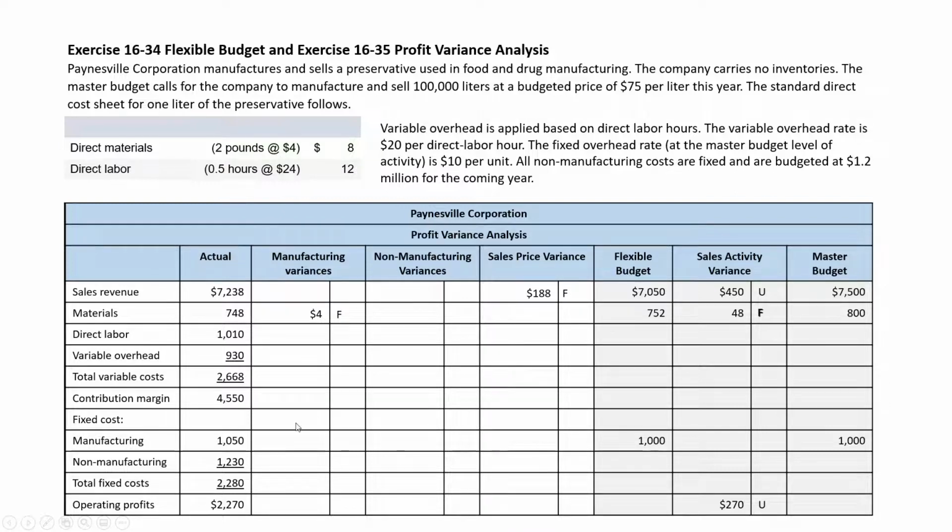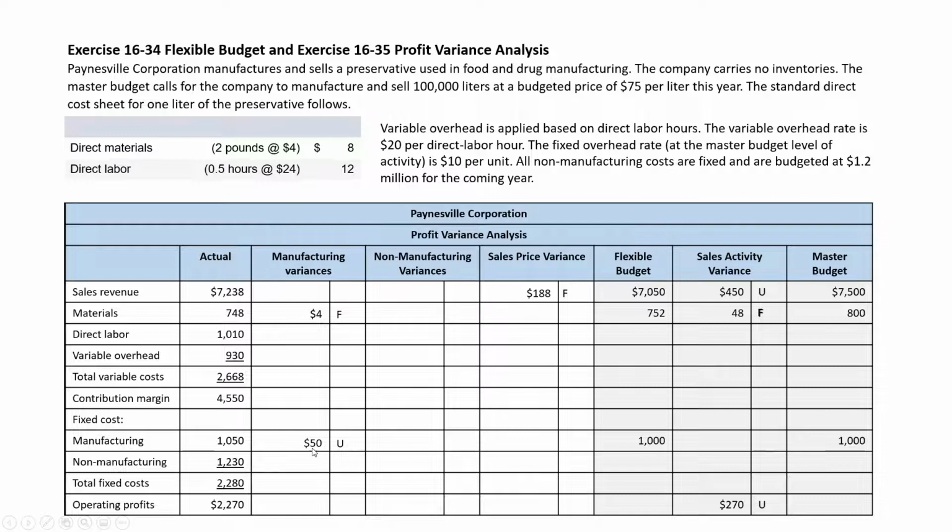Now, I at least want to tackle one more, and similar to what I did for a sales activity variance, let's also do fixed manufacturing. So actual cost is 1,050 minus our flexible budget is 1,000, and that's 50. And again, we're talking about a cost here, so it being greater than what we thought it should have been at that activity level is going to be an unfavorable.